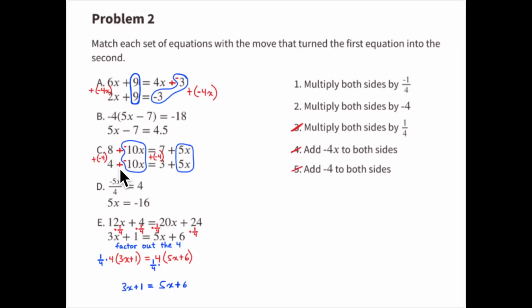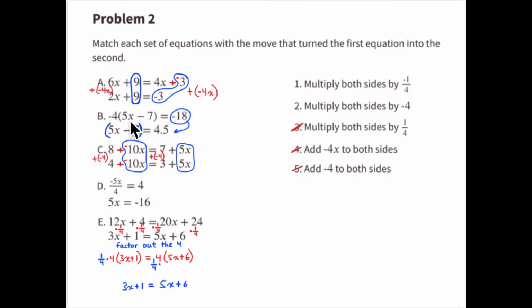So the 8 is changing to 4, so you're adding negative 4. 8 plus negative 4 is 4, and the 7 changes to 3. So again, you're adding the same thing, a negative 4, to both sides. 7 plus a negative 4 is 3. So the answer for C is that you're adding a negative 4 to both sides, 5.